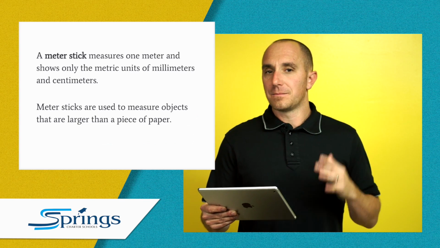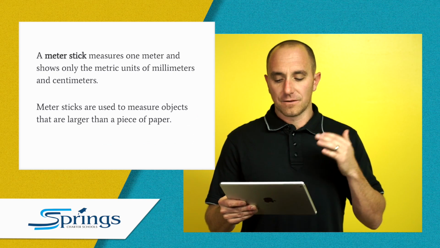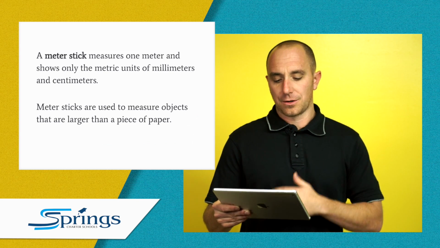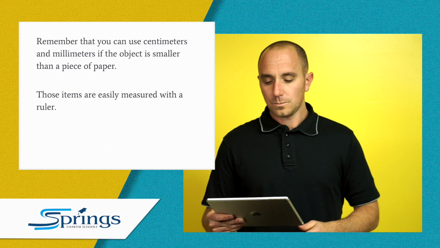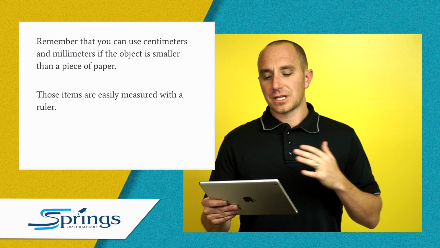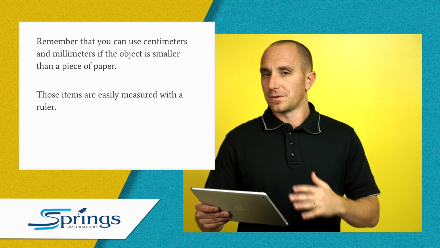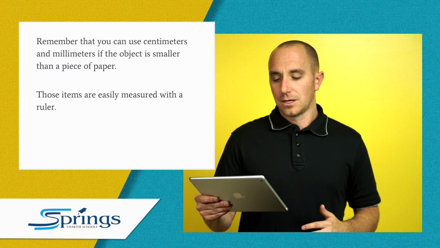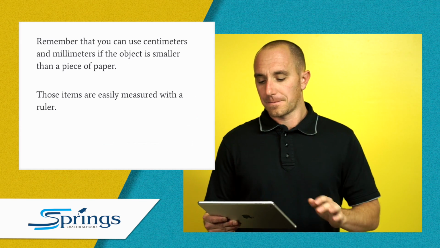All right, now we have a meter stick. A meter stick measures 1 meter and shows only the metric units of millimeters and centimeters. Meter sticks are used to measure objects that are larger than a piece of paper, but again, not too long. So remember that you can use centimeters and millimeters if the object is smaller than a piece of paper. So if it's larger than a piece of paper, that's where that meter stick is going to come into play. So those items are easily measured with a ruler when they're smaller than a piece of paper.